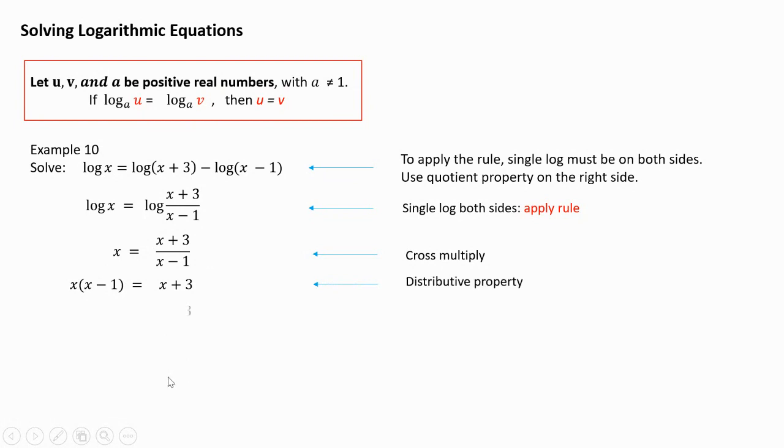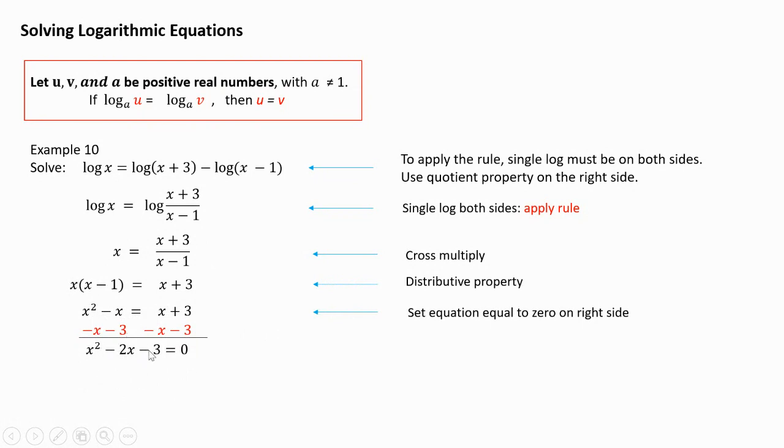So here we're going to distribute. x times x is x squared, x times negative 1 is negative x, equals x plus 3. Now, every time that you have something like x squared plus something with x and a constant, most of the times you're going to have to set it up in the form ax squared plus bx plus c equals 0. So you have to set it up to 0. So I'm going to subtract x and minus 3, because I want this side to be 0. So that'll be 0 and that'll be 0. So here we have x squared, negative x minus x will give us negative 2x, and we just have negative 3.